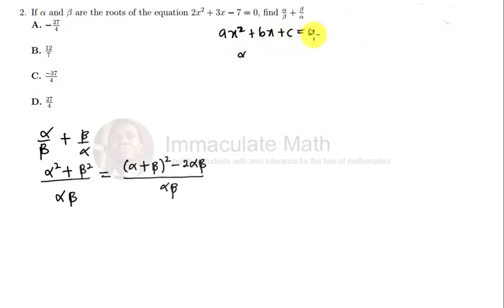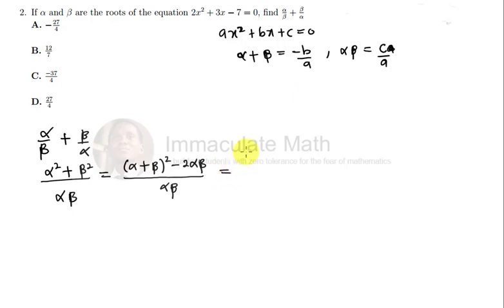Let's say alpha and beta are the roots. If I substitute the value of alpha into this equation, it will give me 0, and if I substitute the value of beta, it will also give me 0. So I claim that the sum of the roots is negative b divided by a, and the product of the two roots is c divided by a.